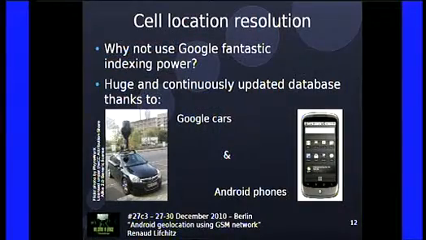But why not use something more efficient, like Google indexing power? Instead of indexing cells yourself, which means a lot of effort, a lot of human power, why not use something completely automatic, which is regularly updated, like the Google indexing power, right? So how does it work? It works using Google cars.